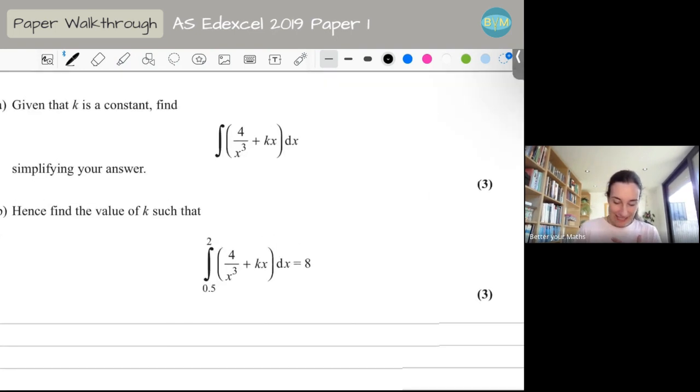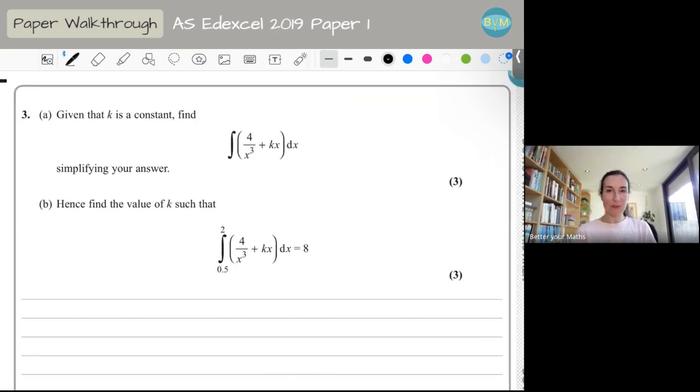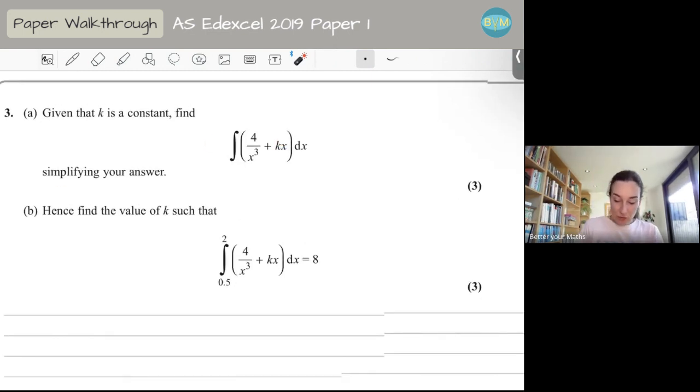Okay, another one. These ones are the easy ones. There are a couple more difficult at the end, but the paper, you see, is not too bad. So given that k is a constant here, we have to find this integral. So please try with me.